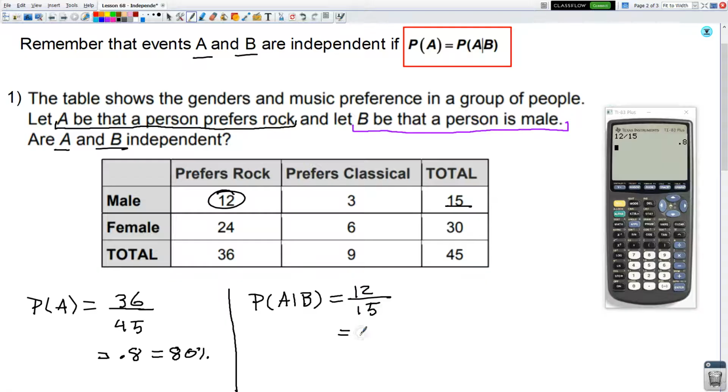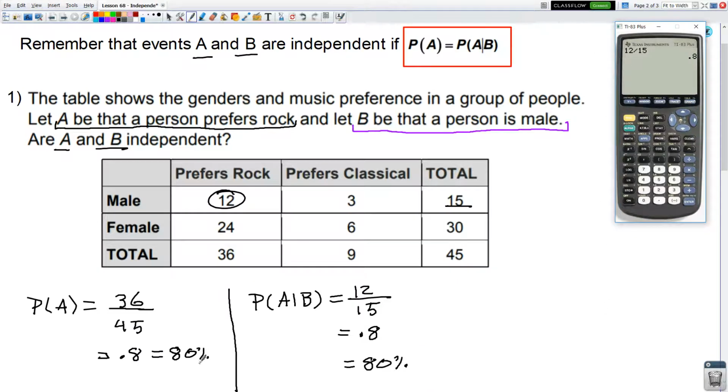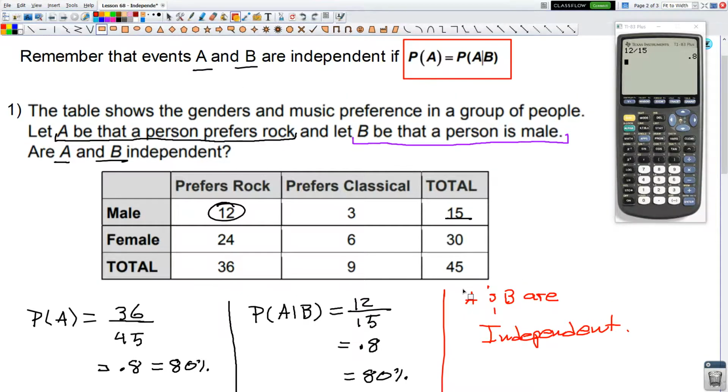So this is 0.8, which translates to 80%. So notice that P of A is equal to 80%. P of A given B is 80%. So that means that P of A is equal to P of A given B. So this is an example of independent events. So we can claim that A and B are independent, which is our final answer.